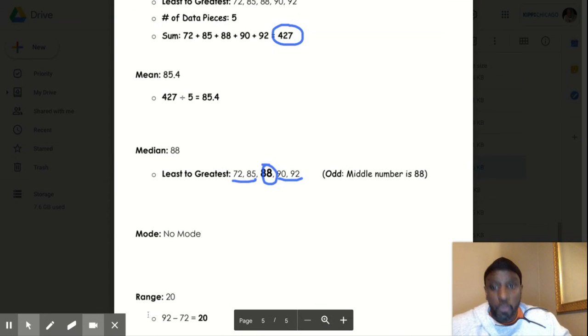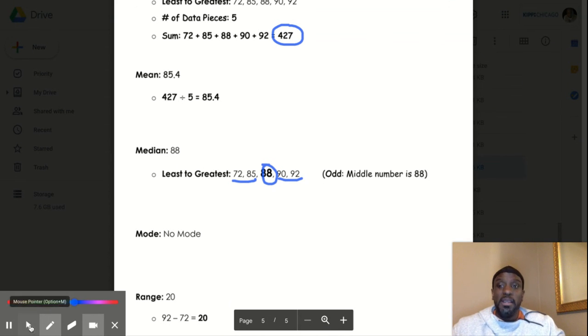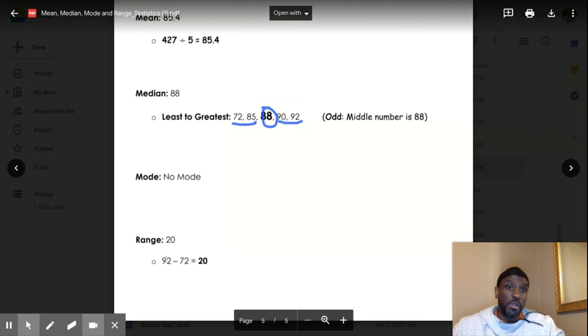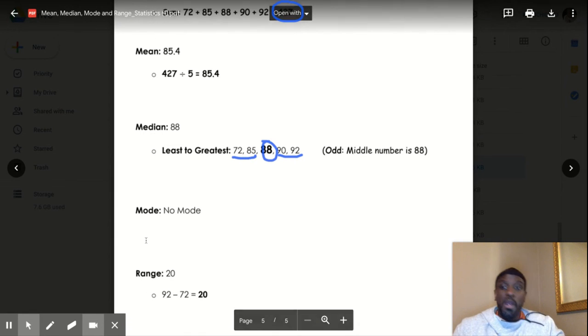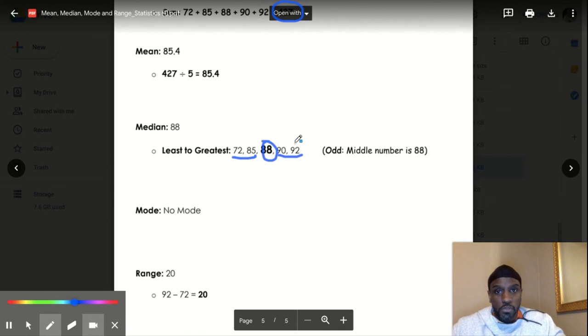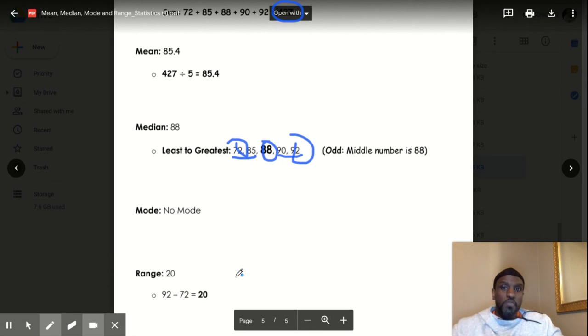Okay. Now the range. The range is real simple. It's the greatest value minus the smallest value. My greatest value is 92. My lowest value is 72. 92 minus 72 is 20, so my range is 20.